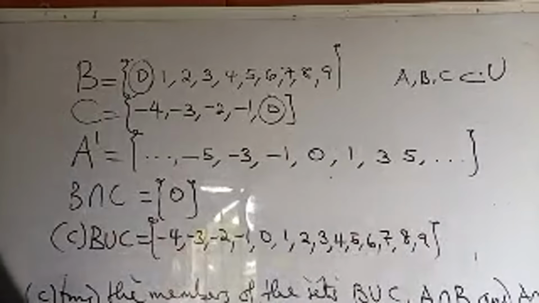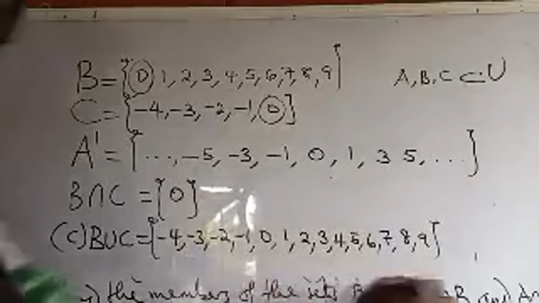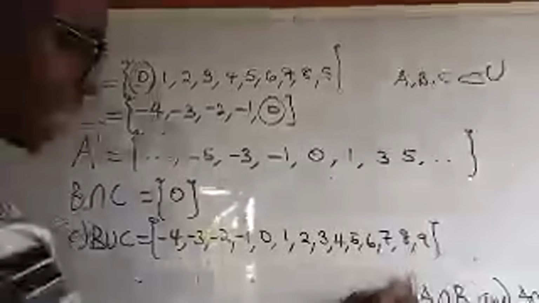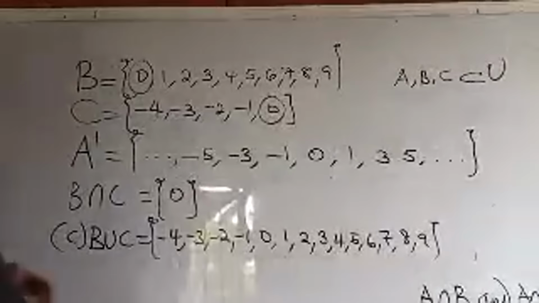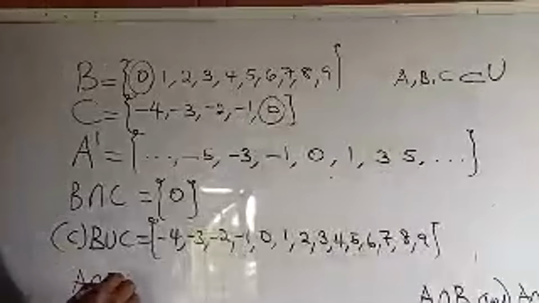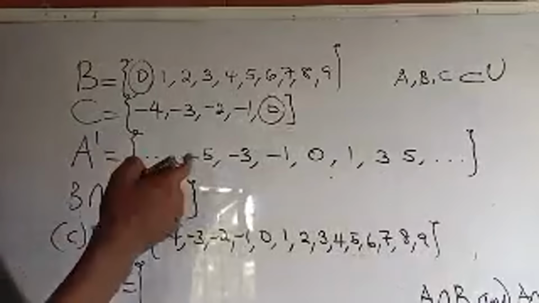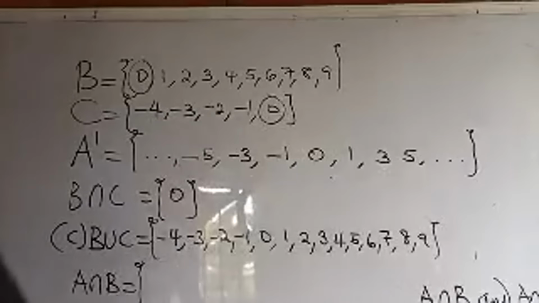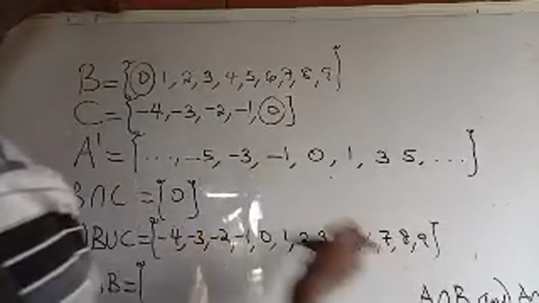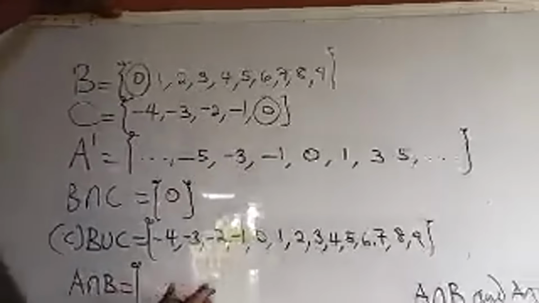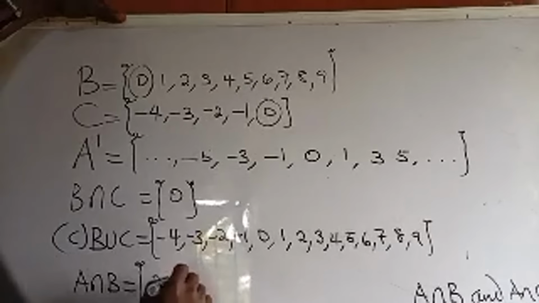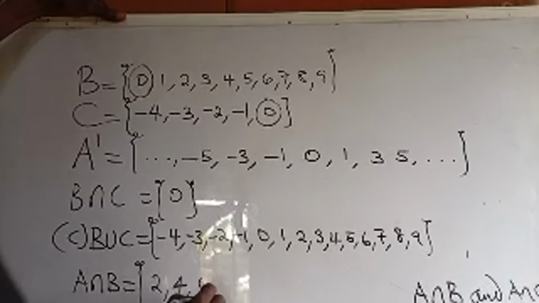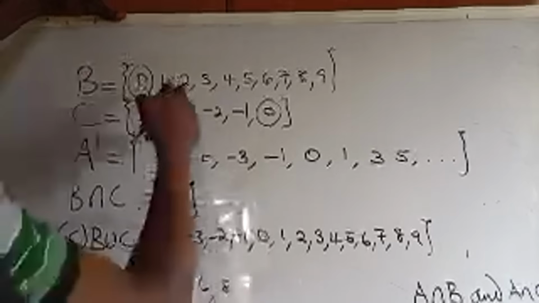Now, elements that are common to A and B, that is A intersection B. Let's look at it. Our A are even numbers. Those that are common to A and B: we have 2, we have 4, we have 6, we have 8. So these are the elements 2, 4, 6, 8.